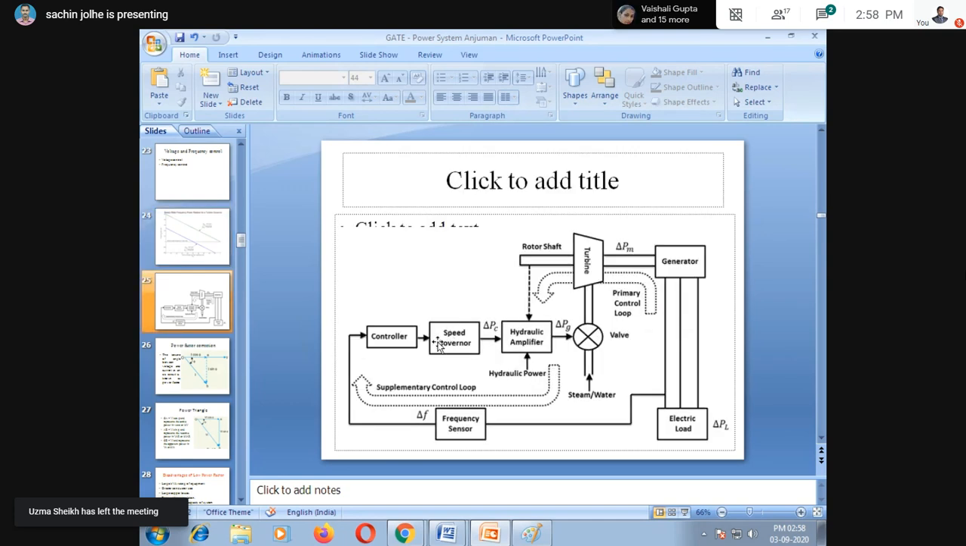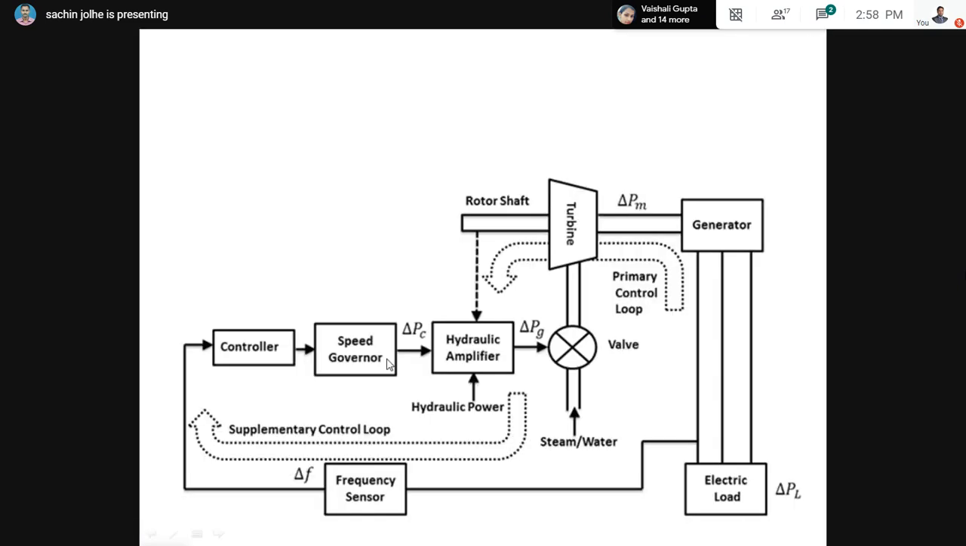Now, what exactly is going to happen when there is a change in the load? So this is a generator. The generator is run by the turbine, and the turbine is run by steam or water. Now this is a load, which is the most variable thing, considering only the electrical load. As the load changes, it is going to put pressure on the generator.